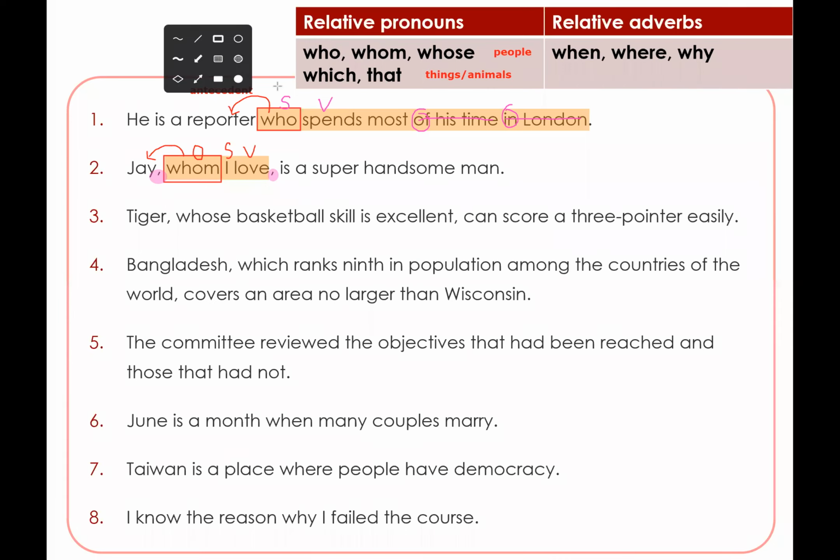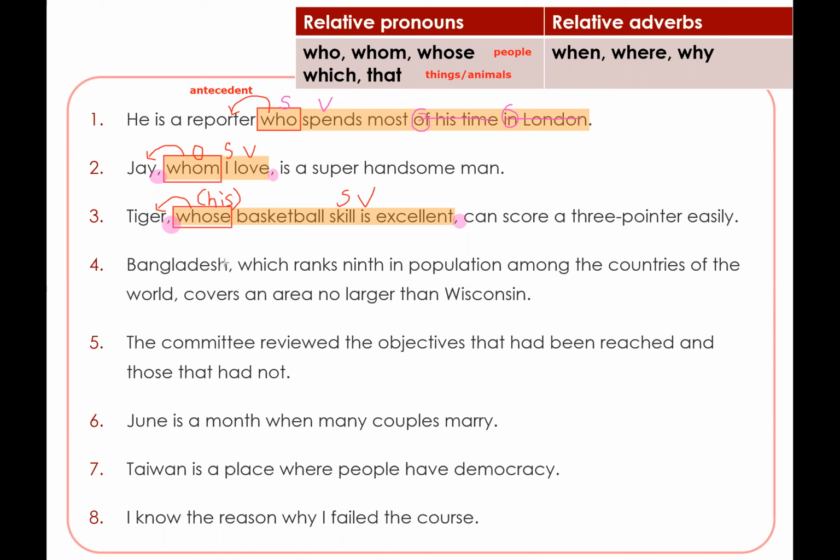Tiger, whose basketball skill is excellent, can score a 3-pointer easily. So my relative pronoun would be whose, because again, I'm modifying a person, Tiger, right? And in this case, this is a possessive case. His basketball skill is excellent. Again, Tiger is a proper noun, right? Unless you have a lot of people called Tiger. So I have 2 commas, inserter commas, to enclose this non-essential information.